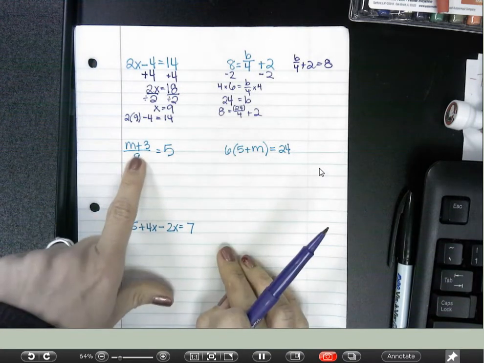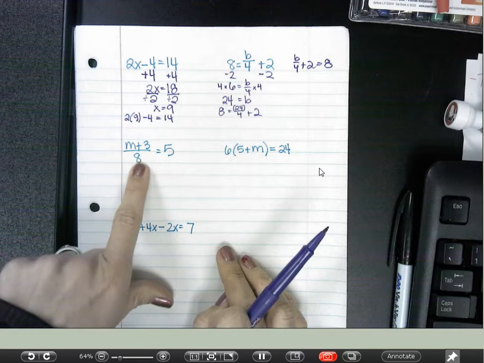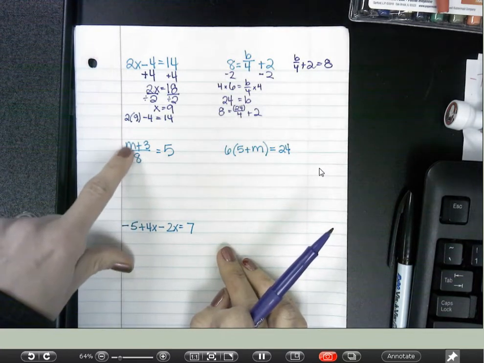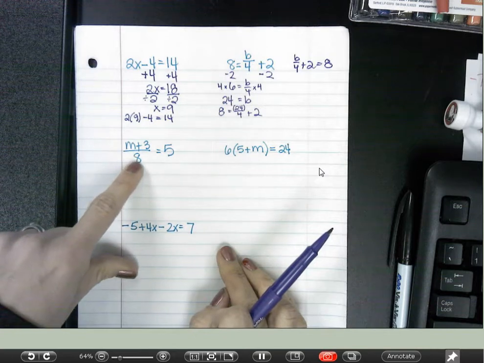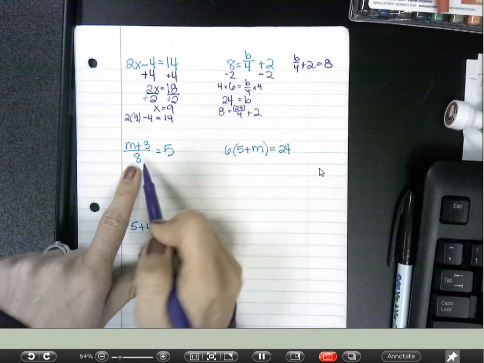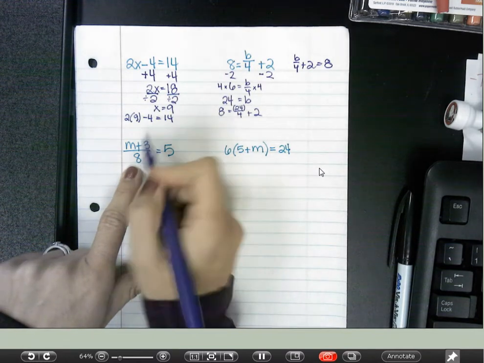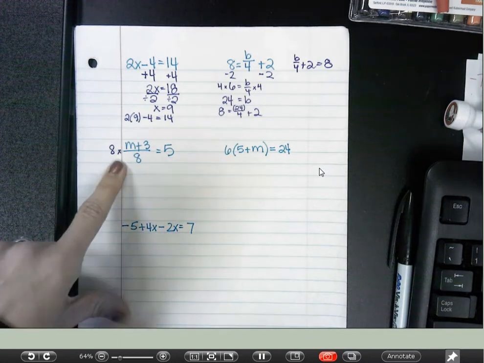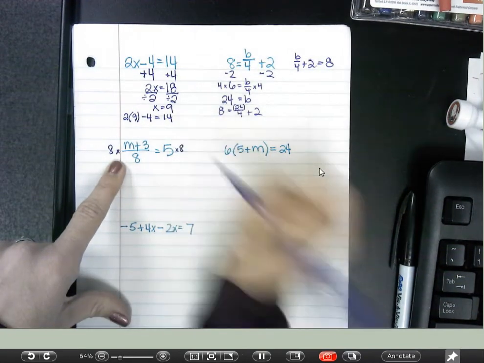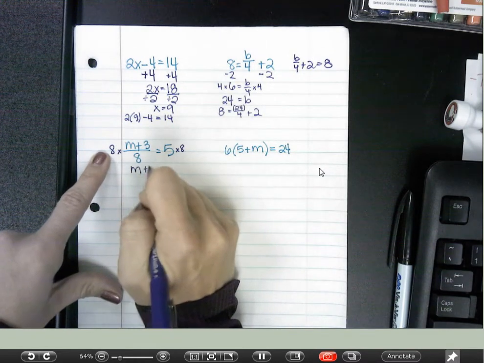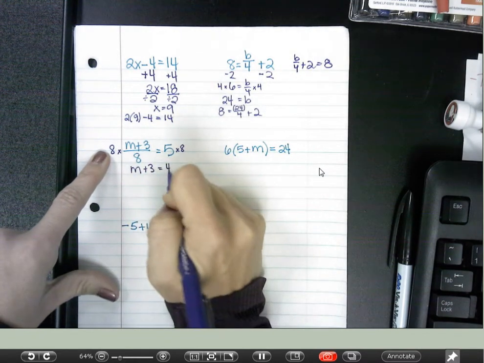So what we should notice is we have m plus 3 over top of 8. Now, I know we want to get to this variable, but we can't do anything until he's on the ground. And this divided by 8 is keeping him from being on the ground. So we have to do the opposite of divided by 8, which is times 8. Whatever I do to one side, I have to do to the other. So these guys cancel, leaving me with m plus 3 equals 40.